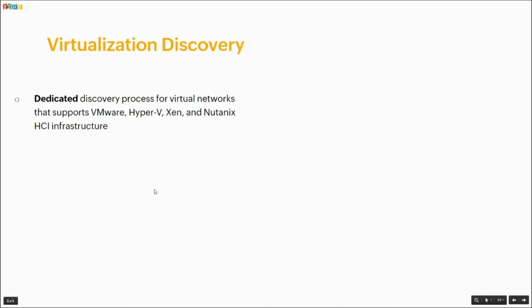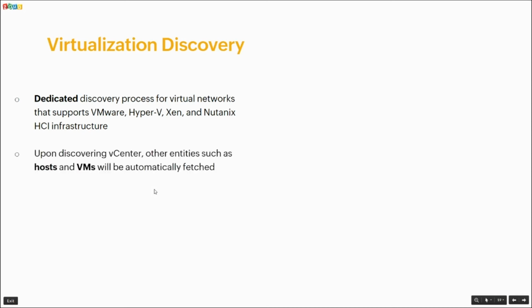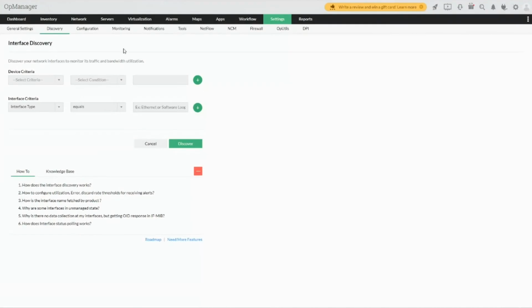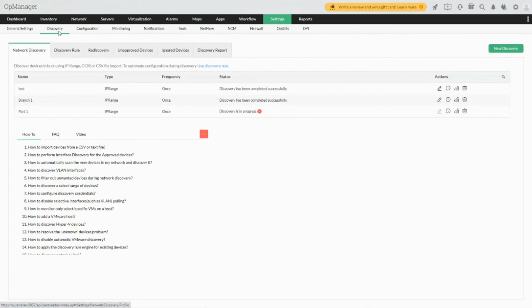And also, upon discovering the vCenter, the other entities such as hosts and VMs will get added automatically. Here we also support vCenter based discovery and host based discovery in a much more detailed fashion as well. So now let me take you to the product and show you the various virtualization and discovery options which are available when we talk about a virtual environment.